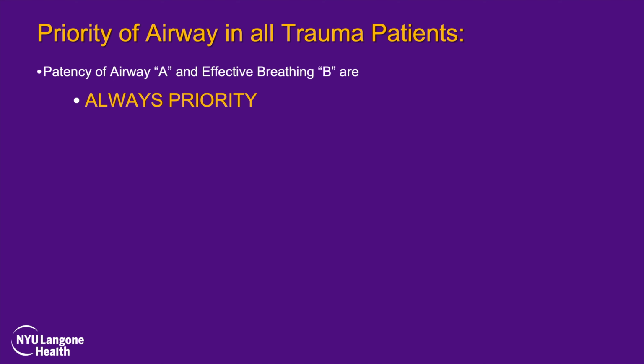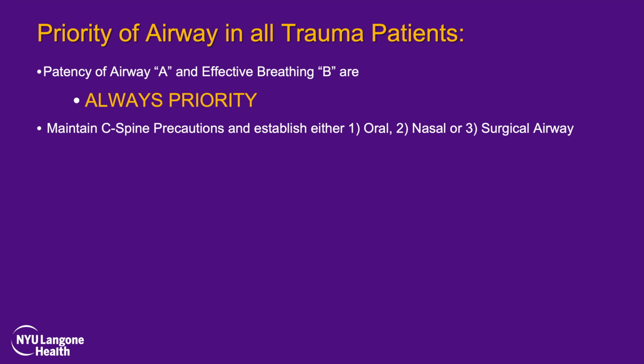So airway is critical, obviously. From the beginning of med school, we learned the priority of A's and B's: have to have an effective airway and respiration to maintain life. You need to maintain C-spine precautions and establish either an oral, nasal, or surgical airway before anything else happens.